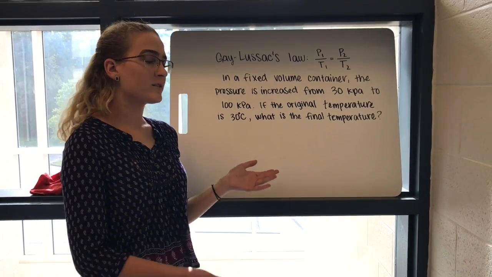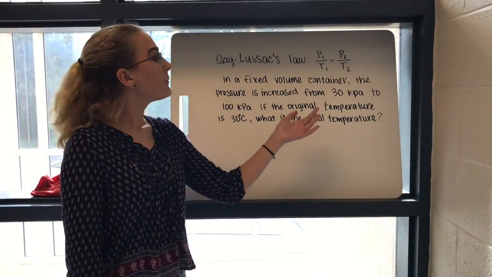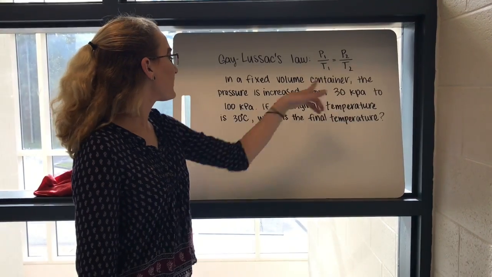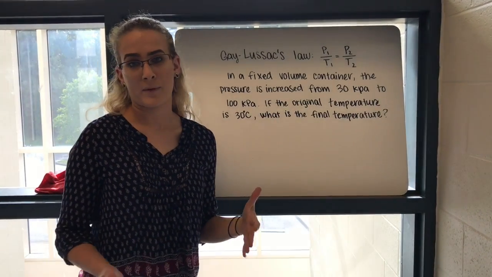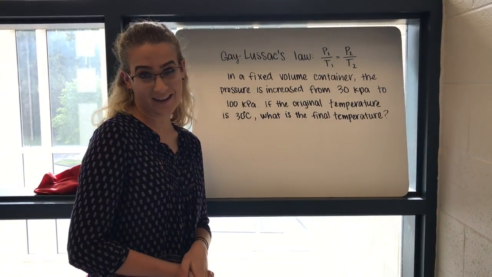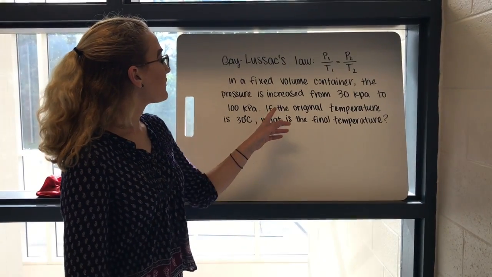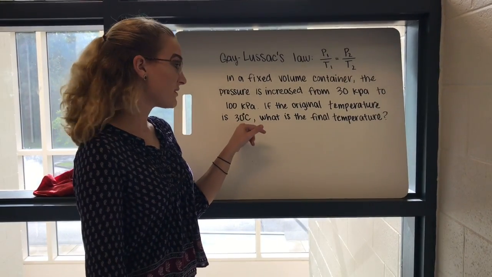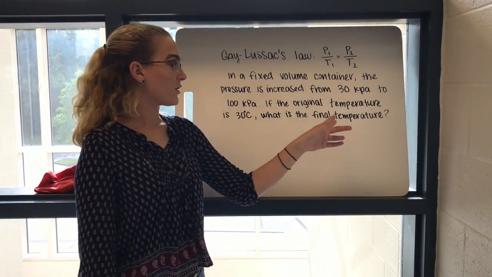Now, even though the standard unit for pressure is Pa, because we have two of them and they're both in kPa, we can keep them in kPa because the units will cancel. So if the original temperature is 30 degrees Celsius, what is the final temperature?